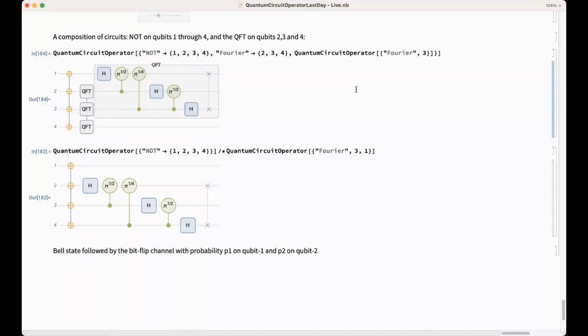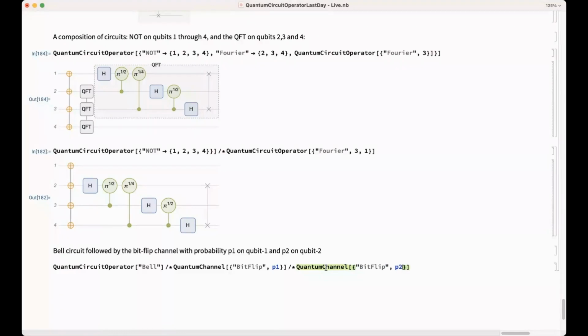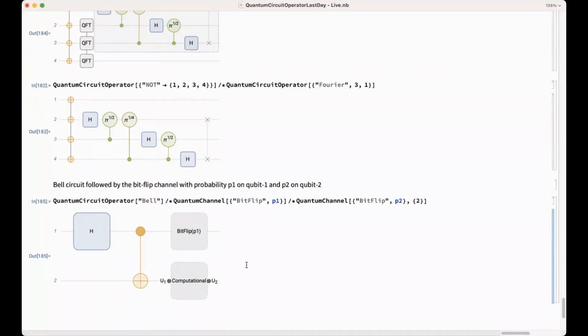And the last example that we had prepared for today. Let's say I meant a Bell circuit. So a Bell circuit followed by a quantum channel of bit flip P1, which goes on the first one, and then we have another quantum channel. So that's what we have here. Besides this label, yes, I make a note of that: when it's not one, the label is acting crazy.